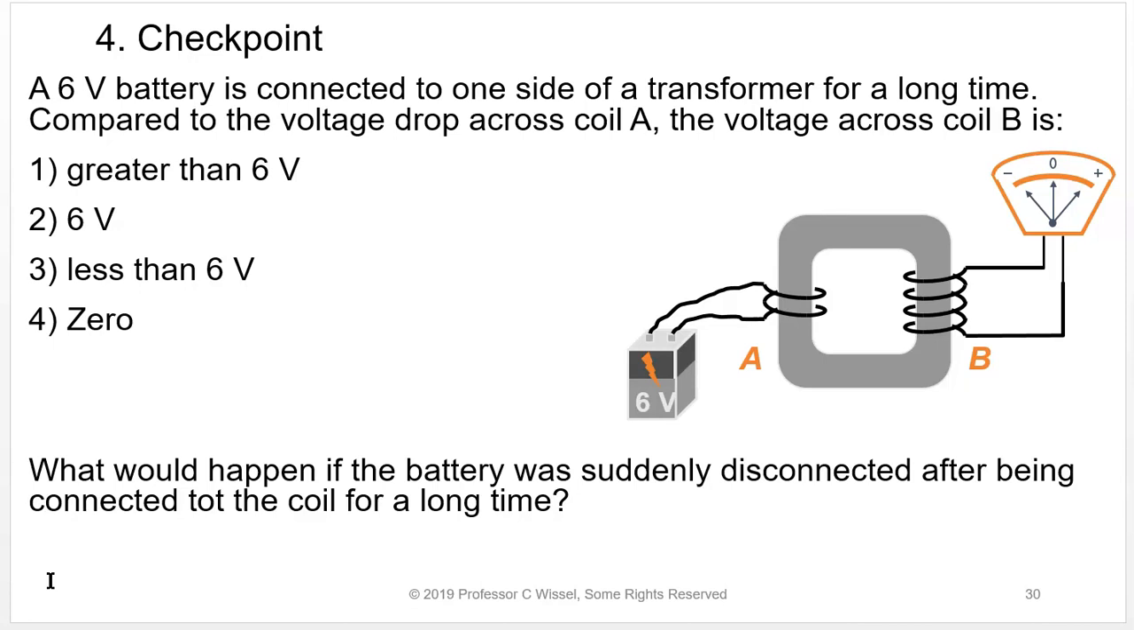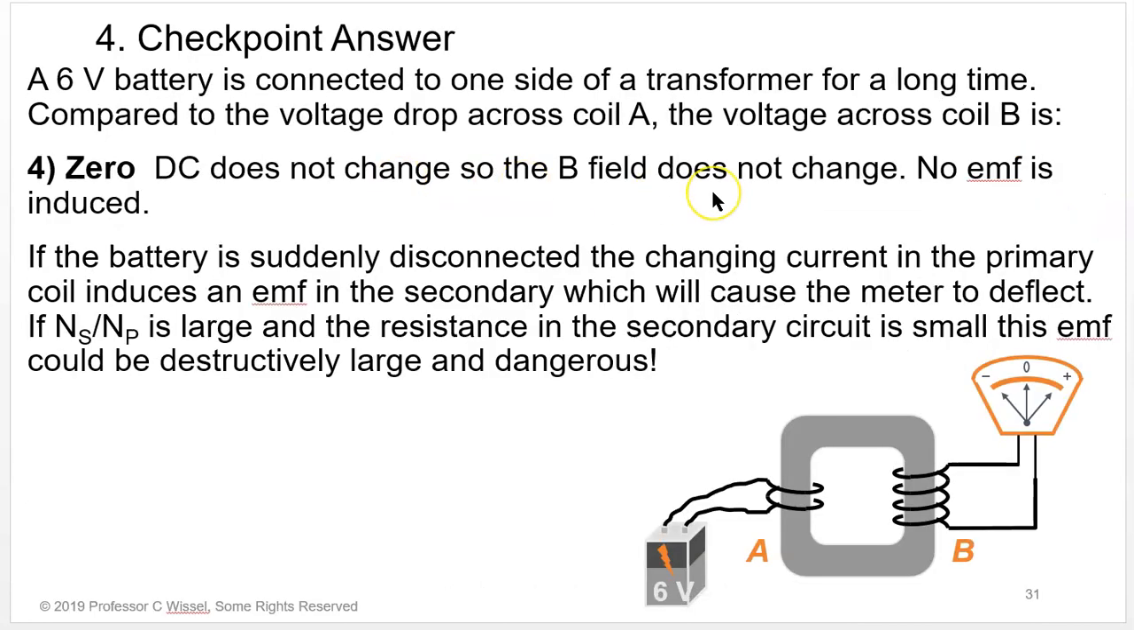So the answer to that is 0. DC does not change, so the magnetic field does not change, so no EMF is induced. Now, however, if the battery is suddenly disconnected, the changing current of the primary coil induces an EMF in the secondary coil, which will cause the meter to deflect. If the rate of change is high and the turns ratio is large and the resistance in the secondary circuit is small, this EMF could be destructively large and dangerous.